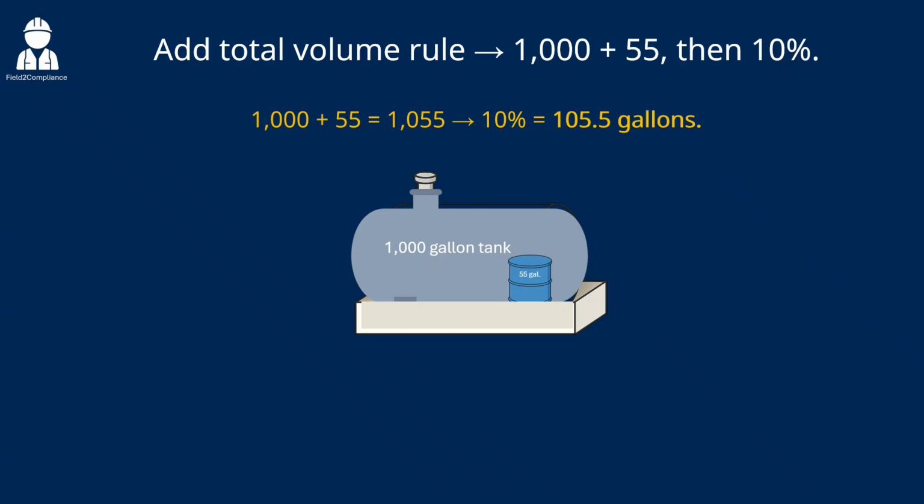Now let's apply the total volume rule. We add both containers together, 1,000 gallons plus the 55-gallon drum for a total of 1,055 gallons. 10% of that is about 105.5. Notice how much smaller this number is compared to the largest container rule.